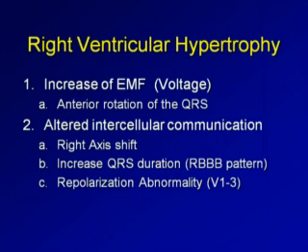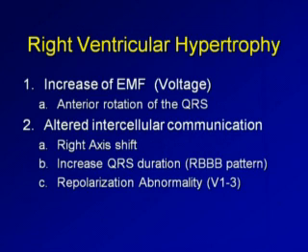The altered intracellular communication may give us right axis deviation. We may increase our QRS duration into what looks like a right bundle branch block pattern. QRS duration generally is not going to exceed 100 milliseconds, however. And we may see a repolarization abnormality in leads overlying the right ventricle.